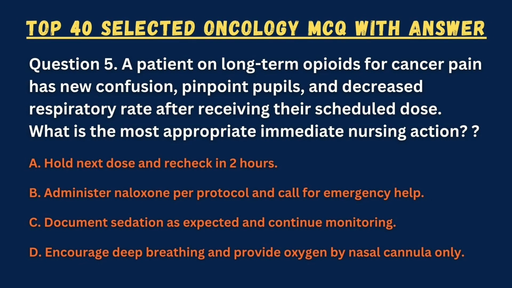Question 5. A patient on long-term opioids for cancer pain has new confusion, pinpoint pupils, and decreased respiratory rate after receiving their scheduled dose. What is the most appropriate immediate nursing action? A. Hold next dose and recheck in 2 hours. B. Administer naloxone per protocol and call for emergency help.